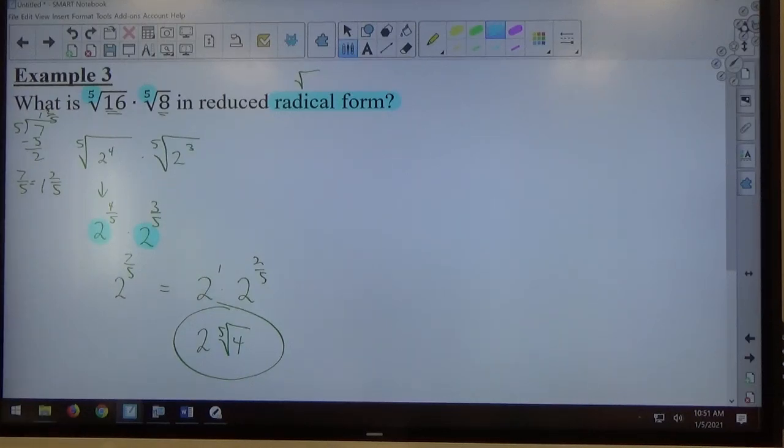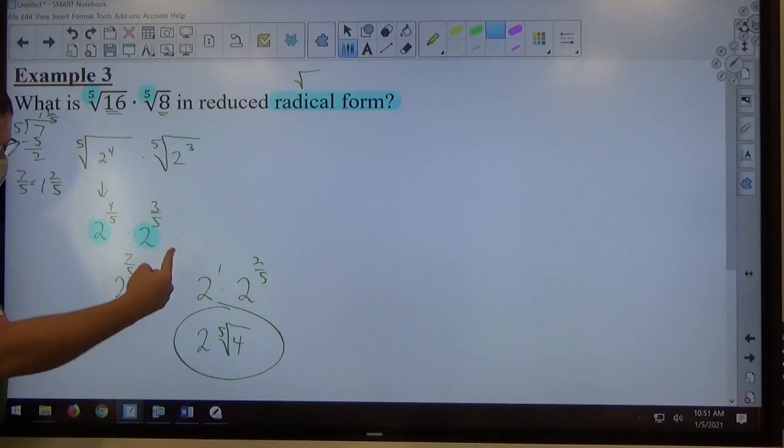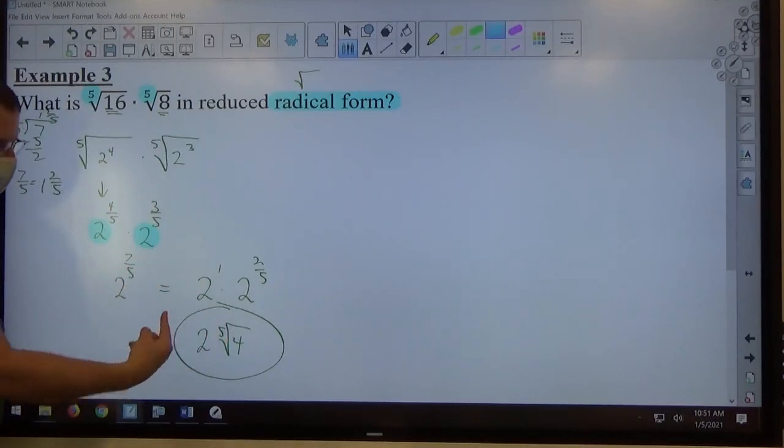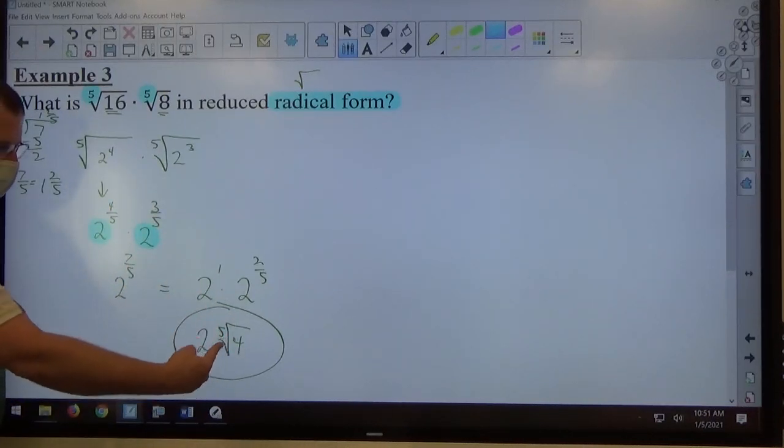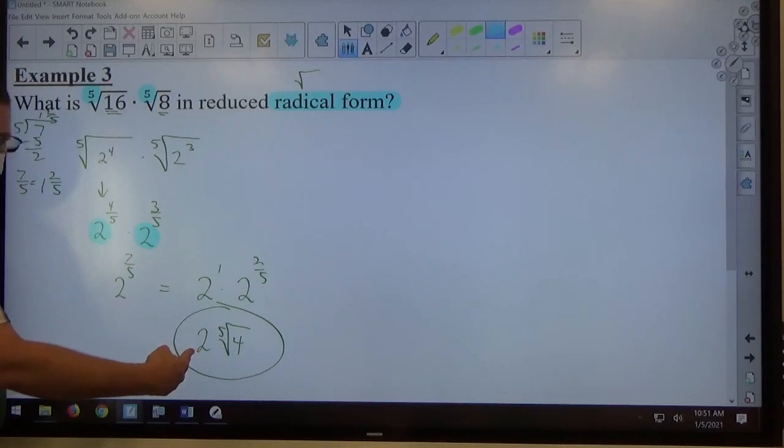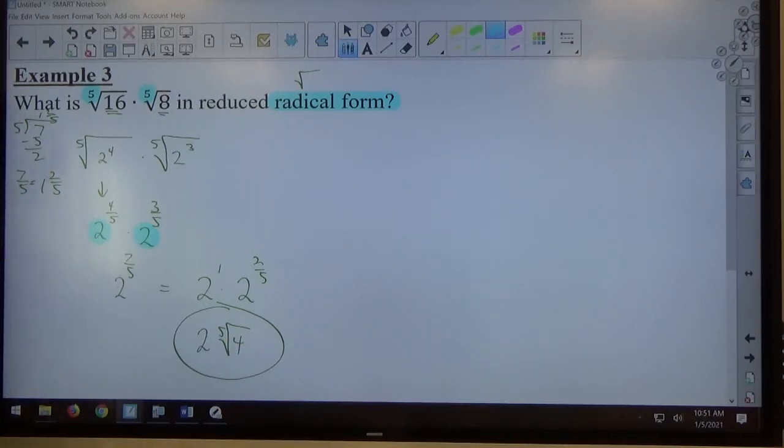So, again, reduced radical form means that anything that can be pulled out is pulled out, anything that can't be pulled out is to stay in, and what's outside is just a regular number. So 2 outside, 2 squared, which is 4 inside. That's what we're looking for in an answer like that.